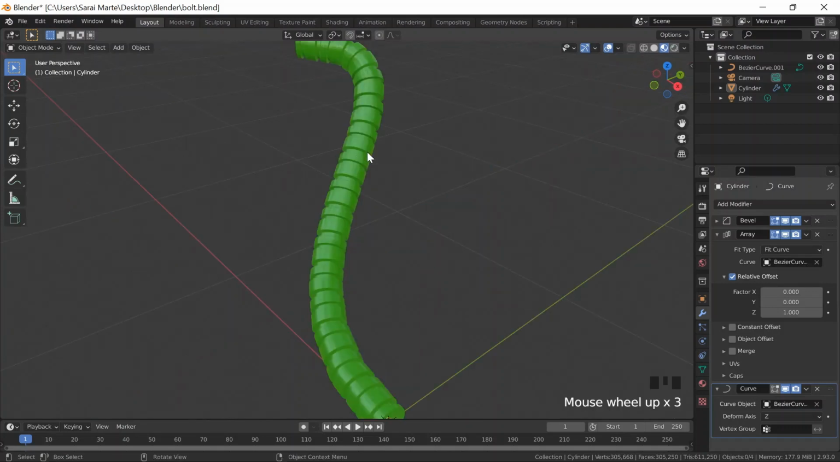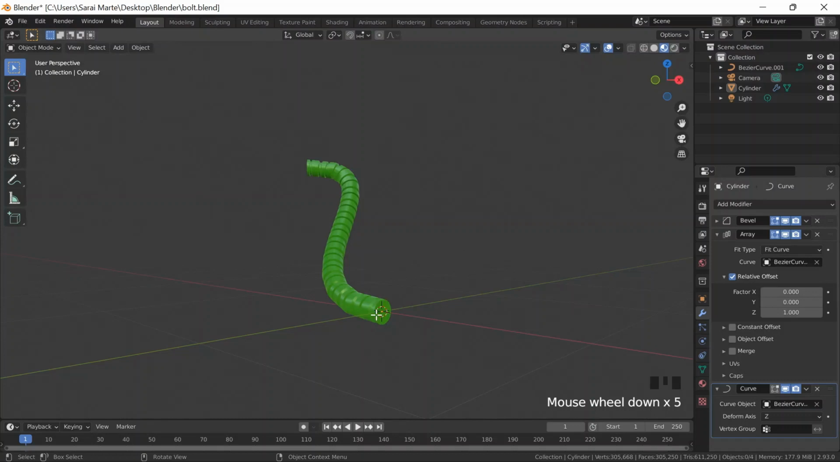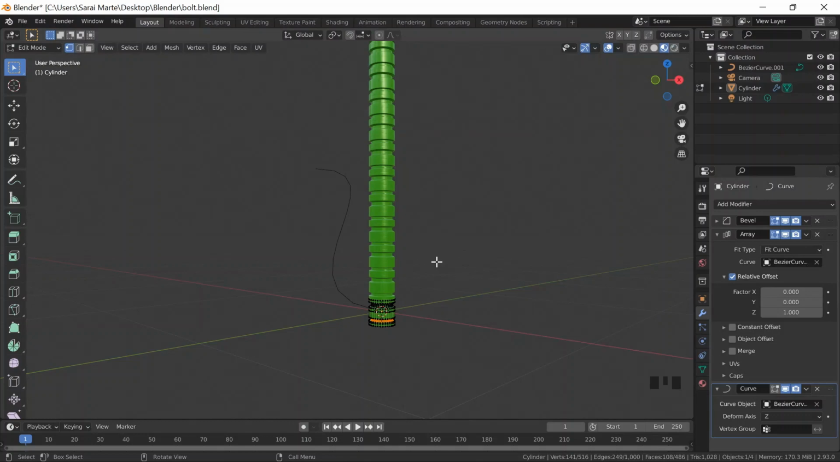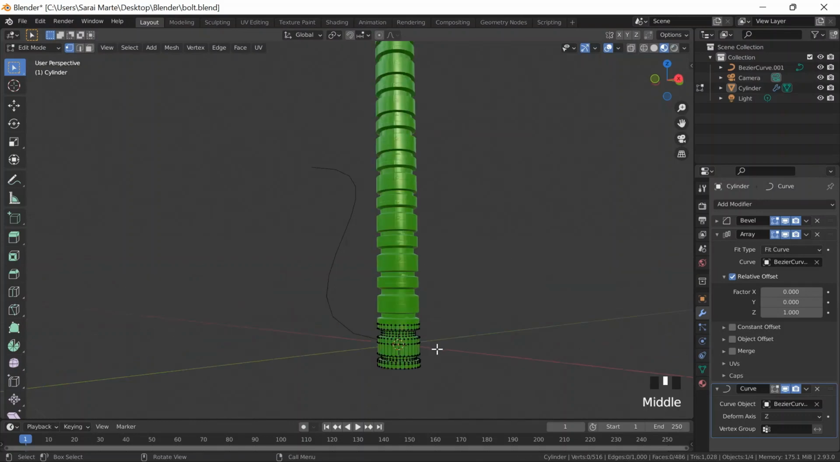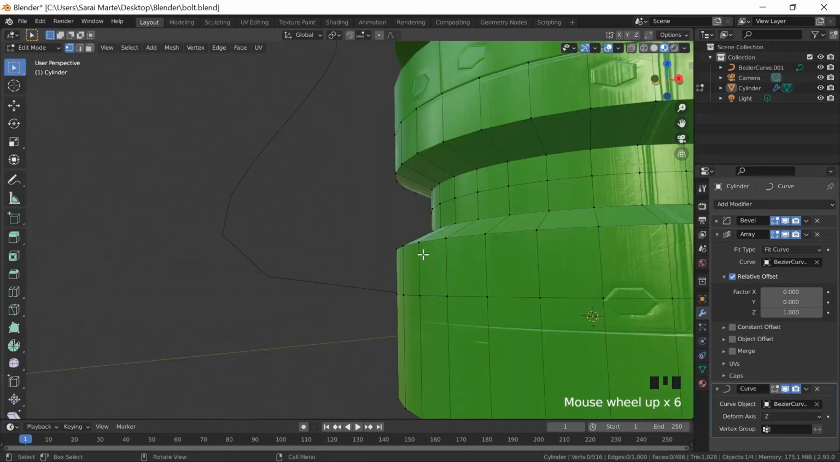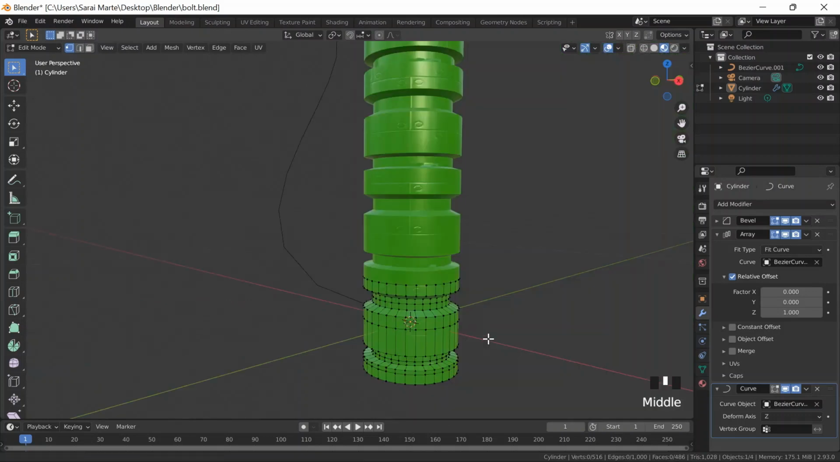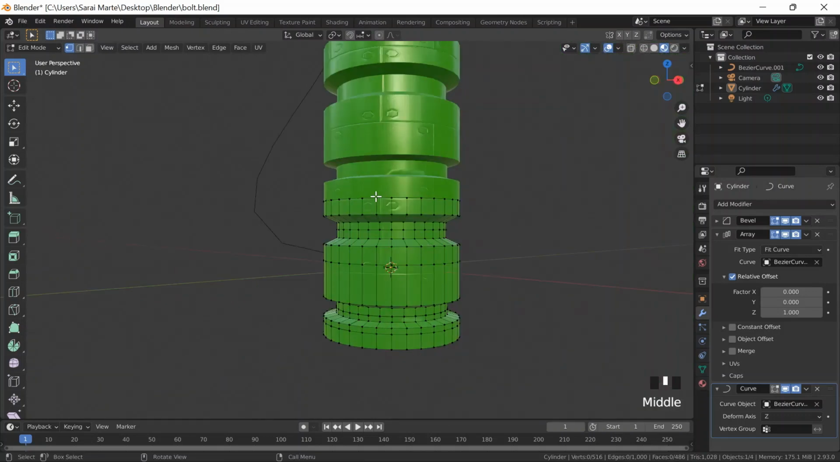Okay. But if I go to edit mode, very nice, and I just make a change to one of the things, like let's say this one, I can inset it, right? And I can extrude it.